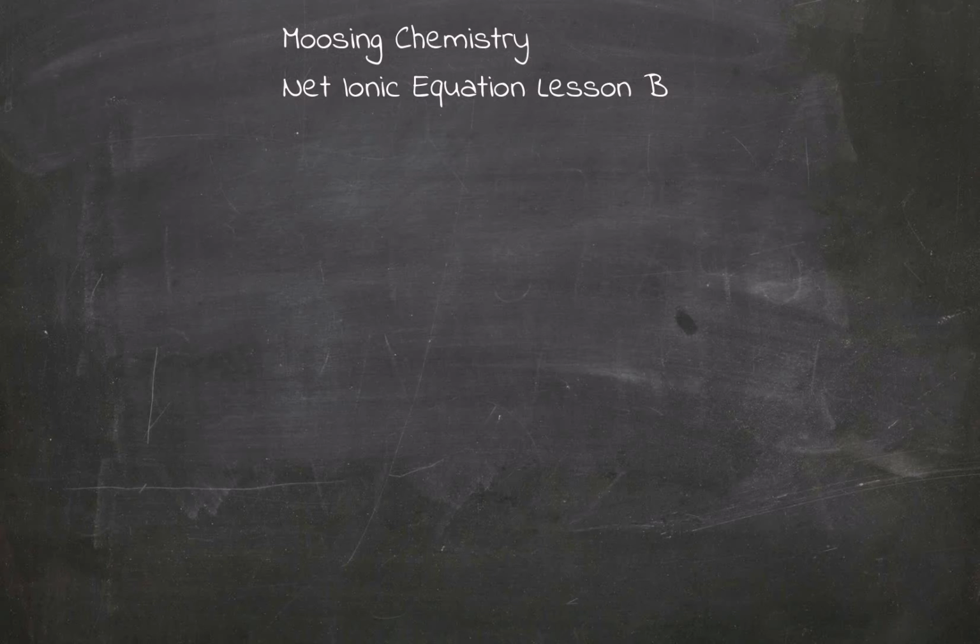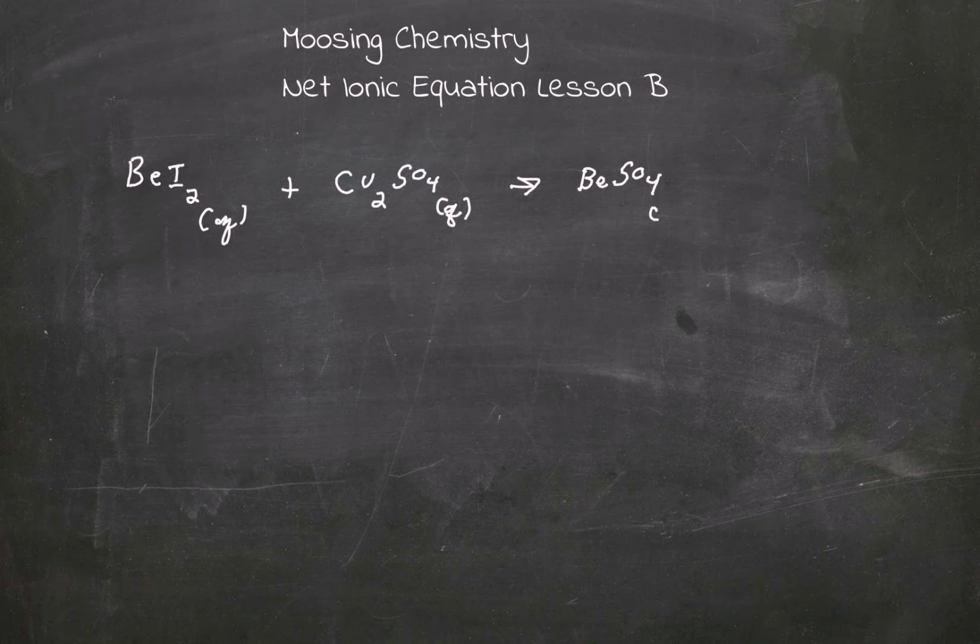Okay, in our first equation, we're going to do this equation here. Beryllium iodide (aq) plus copper sulfate, also (aq), yields beryllium sulfate (aq) and copper iodide, which is solid.